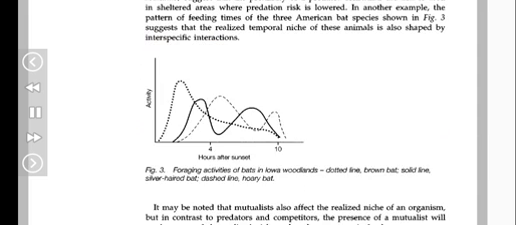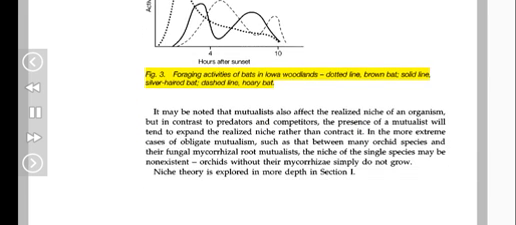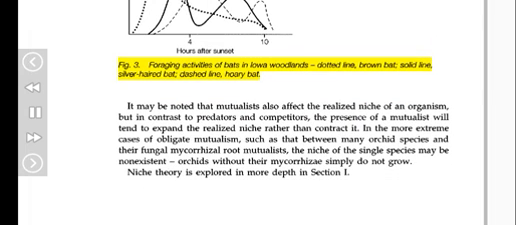Hours after sunset. Figure 3. Foraging activities of bats in Iowa woodlands. Dotted line, brown bat; solid line, silver-haired bat; dashed line, hoary bat.